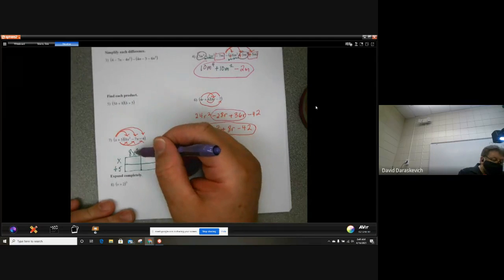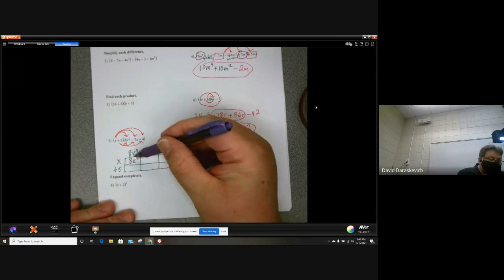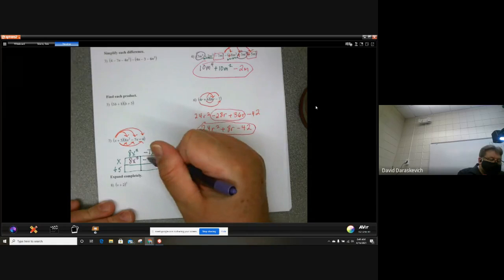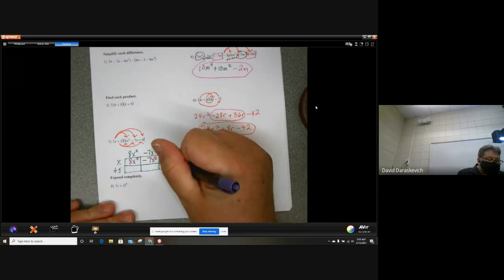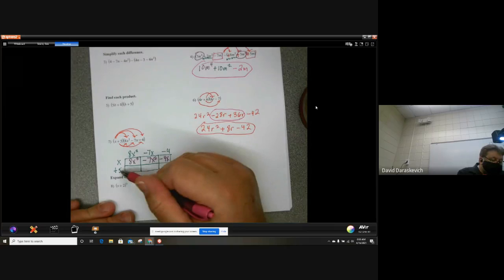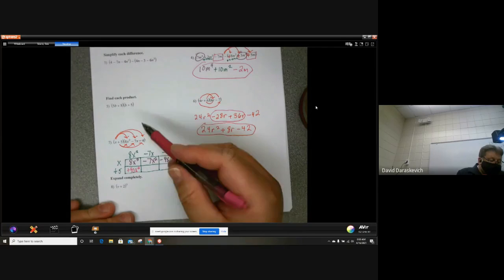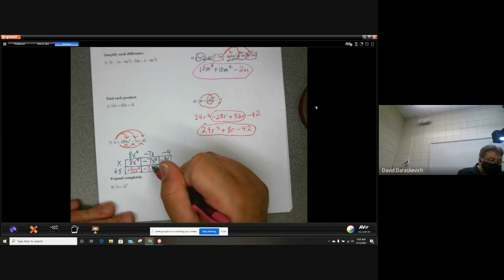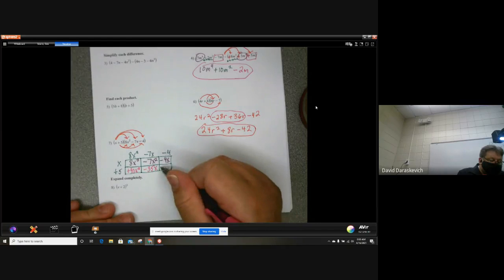x times x squared, 8x cubed. x times negative 7x is negative 7x squared. x times negative 4, negative 4x. 5 times 8x squared is positive 40x squared. Positive 5 times negative 7x is a negative 35x. Positive 5 times negative 4 is negative 20.